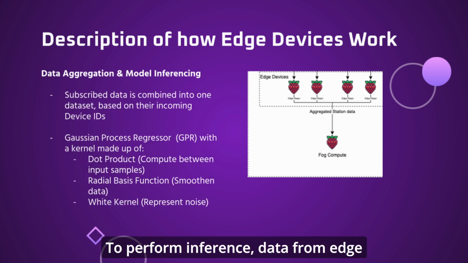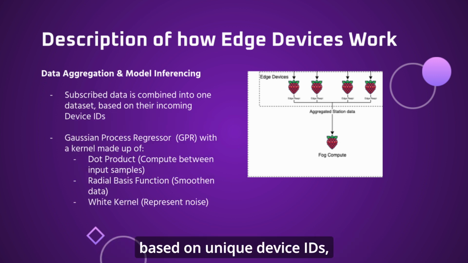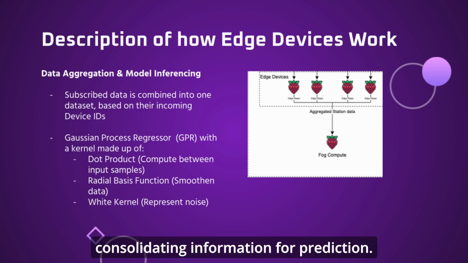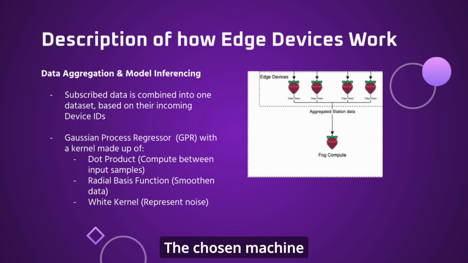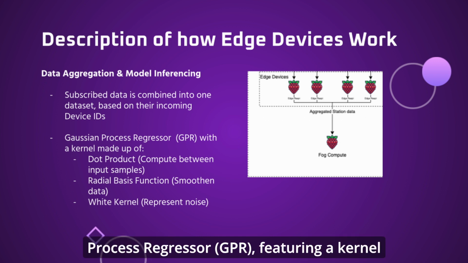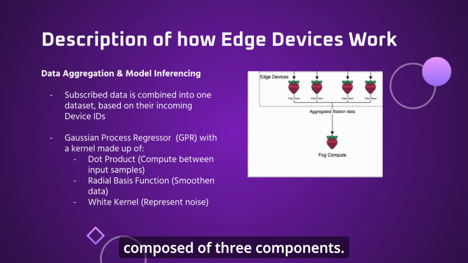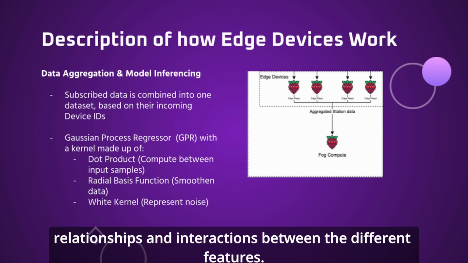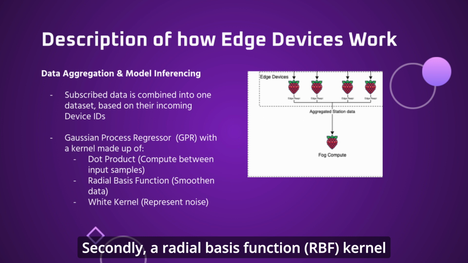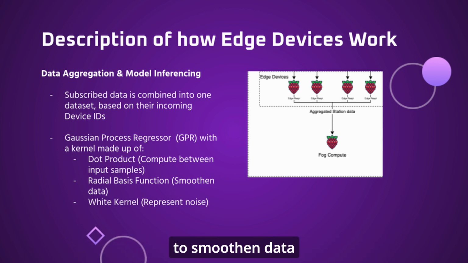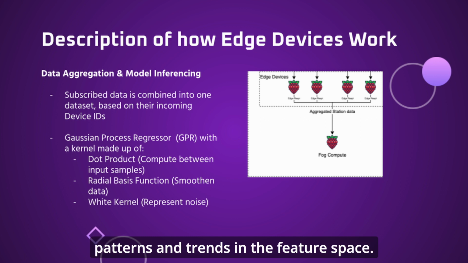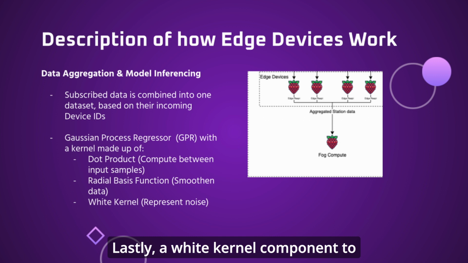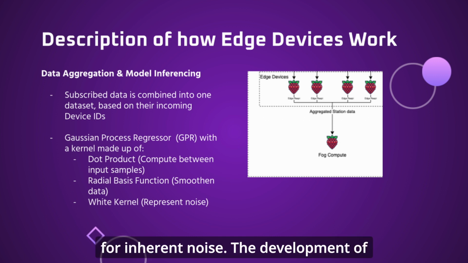To perform inference, data from edge devices are aggregated based on unique device IDs, consolidating information for prediction. The chosen machine learning model is a Gaussian process regressor, featuring a kernel composed of three components. Firstly, a dot product kernel to effectively capture linear relationships and interactions between the different features. Secondly, a radial basis function kernel to smoothen data patterns and capture underlying patterns and trends in a feature space. Lastly, a white kernel component to represent and account for inherent noise.